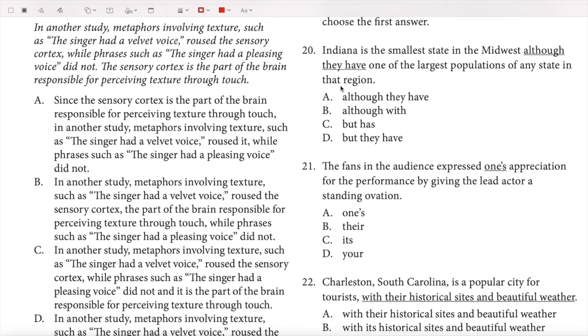It's always easier. So see if you can find one of the answer choices that violates the rules. And we know it's not A, because it says they, and we know it's not D. But they have. Does that make sense? Yes. Okay. Let's read B and C again, and let's just hear which one sounds better. Indiana is the smallest state in the Midwest, although with one of the largest populations of any state in that region.